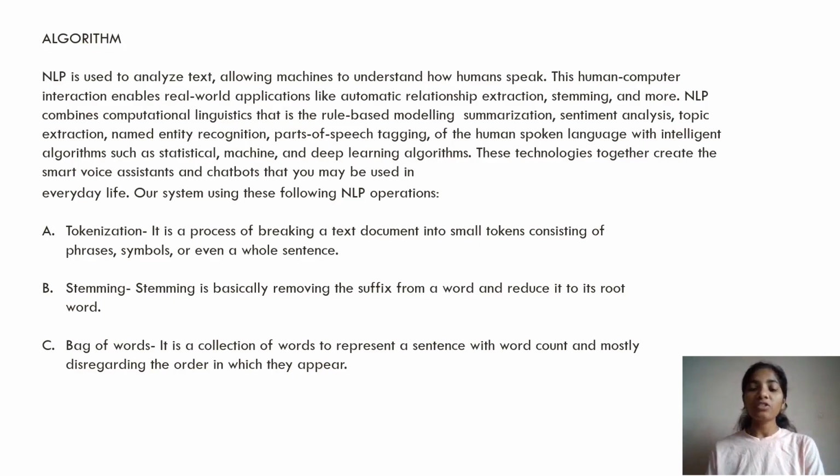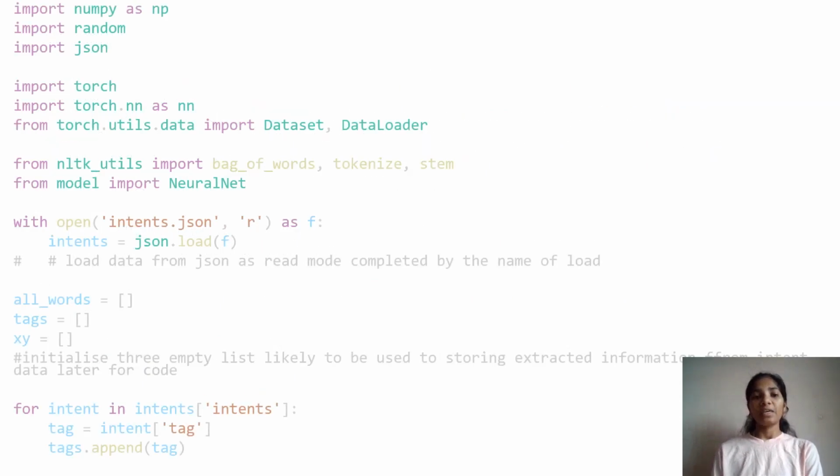Tokenization is the process of breaking a text document into small tokens consisting of phrases, symbols, or even whole sentences. Stemming is basically removing the suffix from a word and reducing it to the root word. Bag of words is a collection of words that represents a sentence with word count, mostly disregarding the order in which they appear.